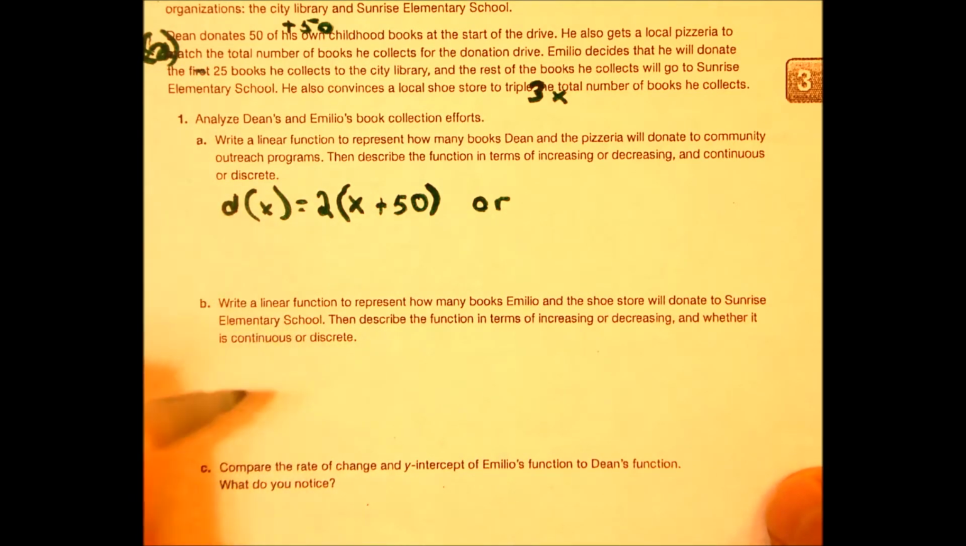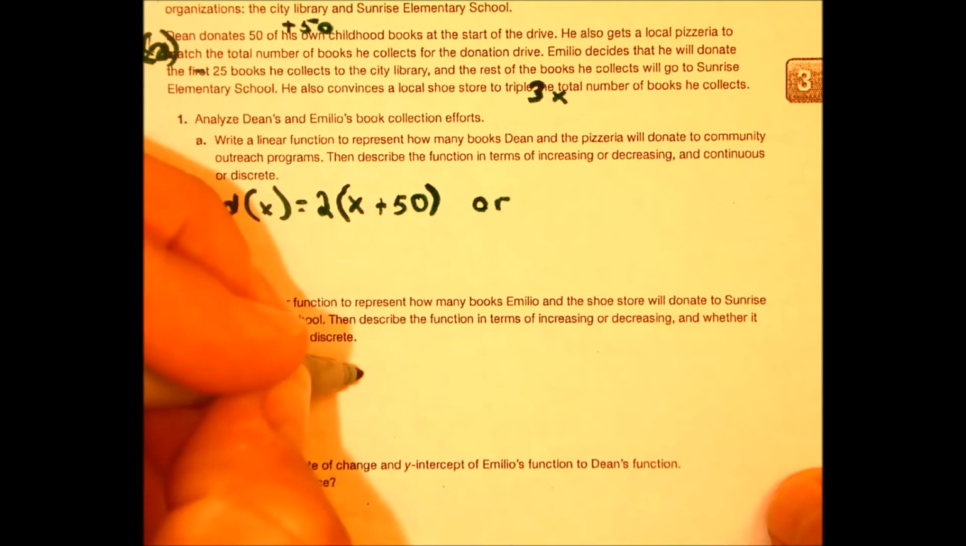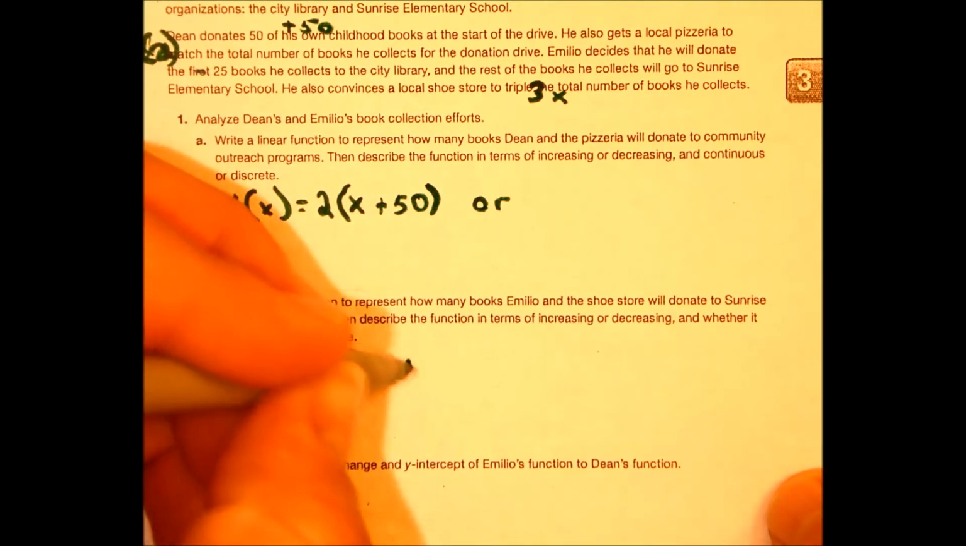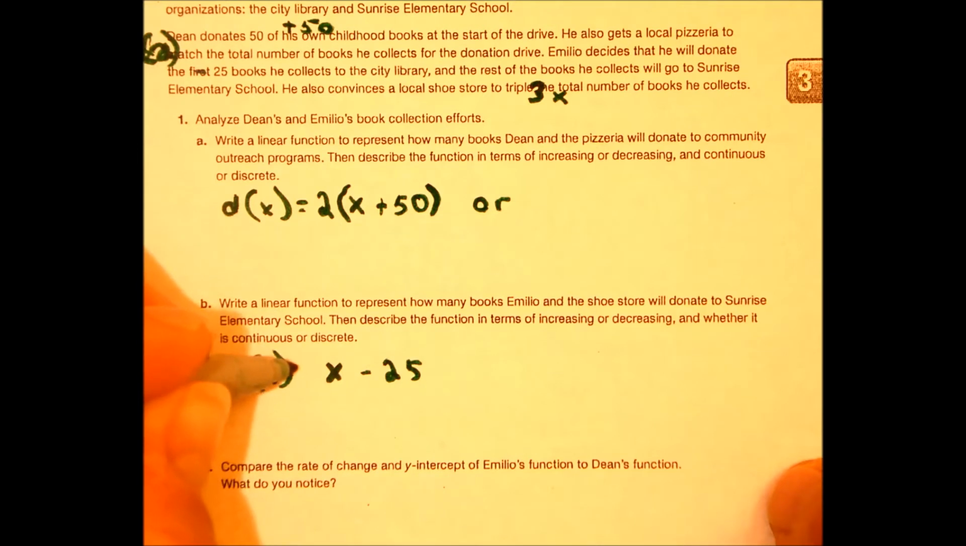So he's going to collect books, and he's going to minus 25. All right. The first 25 will go away. Now this problem is a little bit different. We'll label it E for Emilio, X. And remember, we're using the same variable only because they're all books.